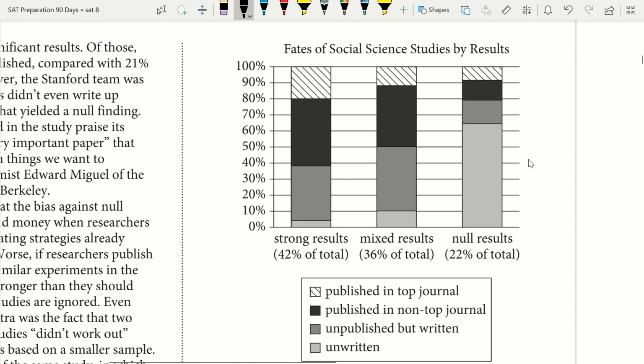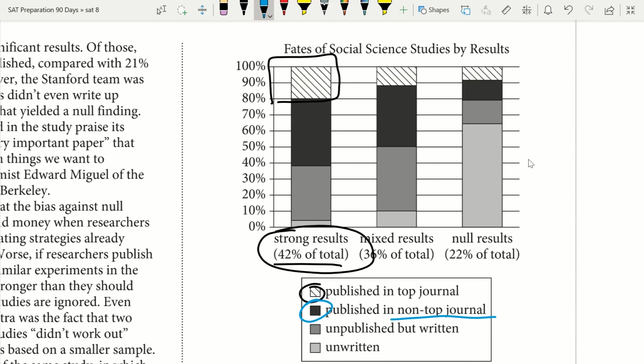I see that my strong results bar is 42% of the total. Of those published in a top journal, that's right around 20%. Of those published in a non-top journal, that's roughly 40%, since it goes from about 40% to 80%. Of those unpublished but written, it looks like close to 30%, and the unwritten is only right around 5%. So unwritten is going to be really small there.